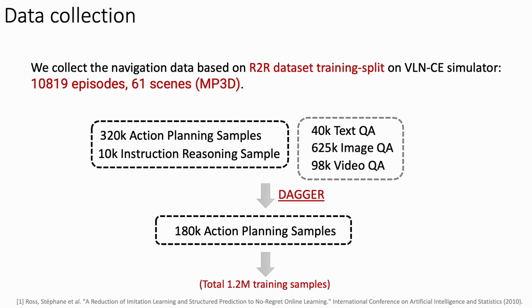However, during navigation, the navigation history often contains noise or incorrect steps. Therefore, we utilize the Dagger method to collect an additional 180,000 noisy navigation data samples in the simulator. Finally, we used both the navigation data and the multimodal data from VLM as the training data for NaVid.